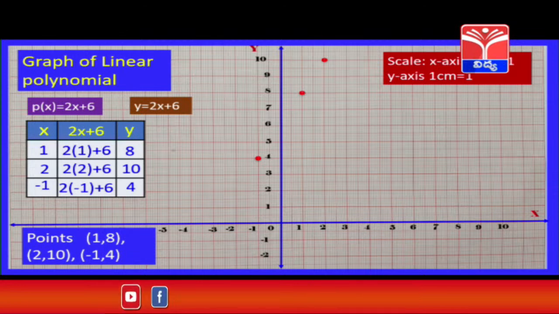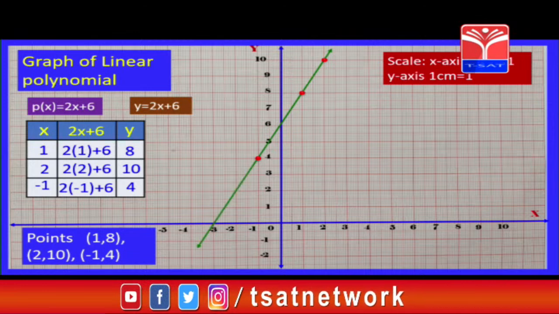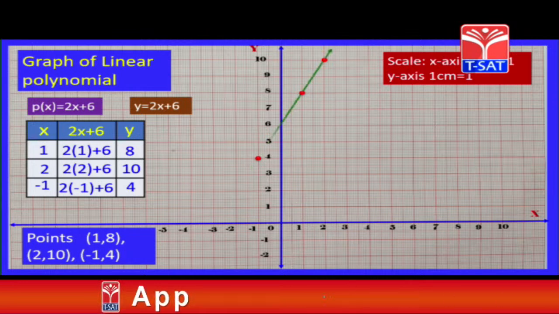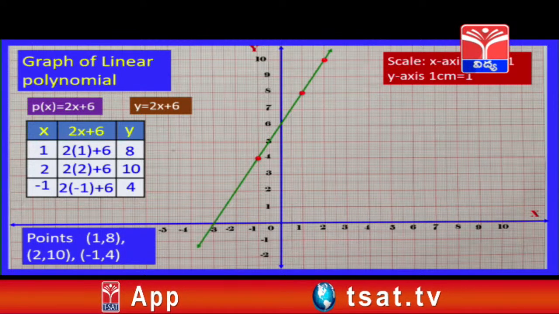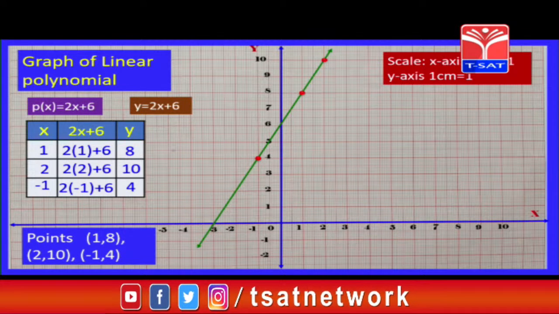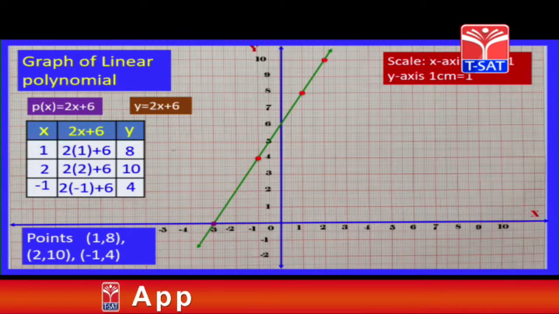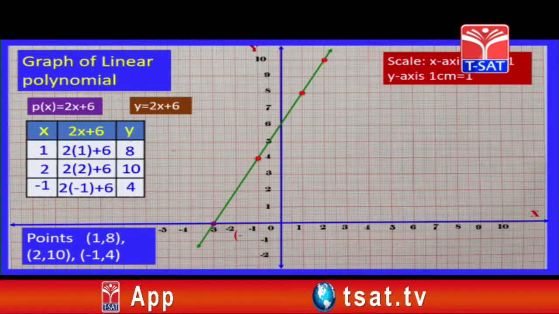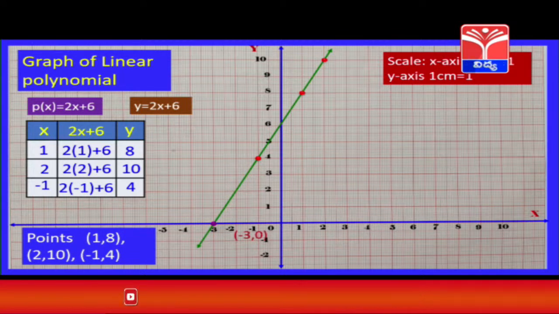Now try to join these 3 points with a ruler. You will get one straight line like this. Okay, see this straight line? Observe that straight line, where is it intersecting the x-axis? Here, observe the point, it is at minus 3 on the x-axis. So write the ordered pair here, minus 3 comma 0.